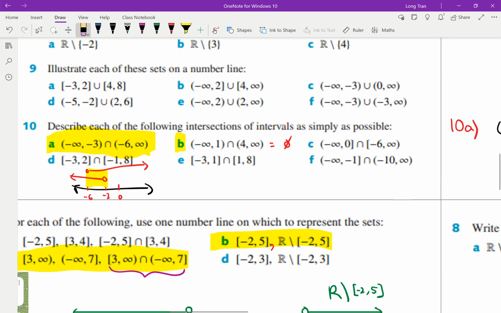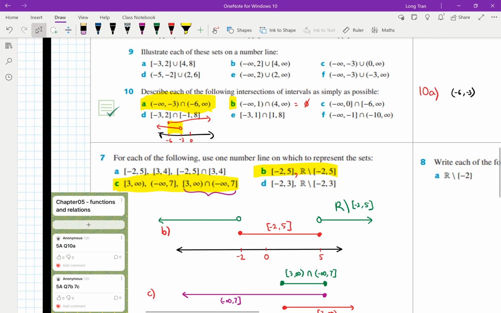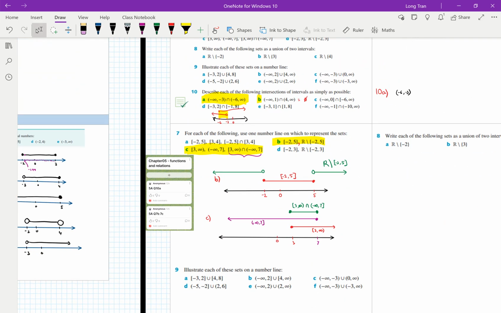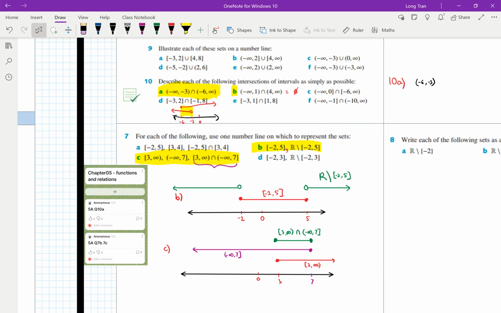Okay, so I hope that video helps clarify what the questions are asking you to do. But that's really the power of the set notations and language to illustrate what you want to say, or which regions on a number line, using interval and set notations.